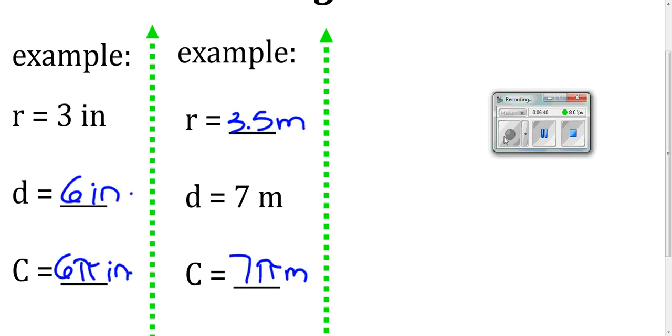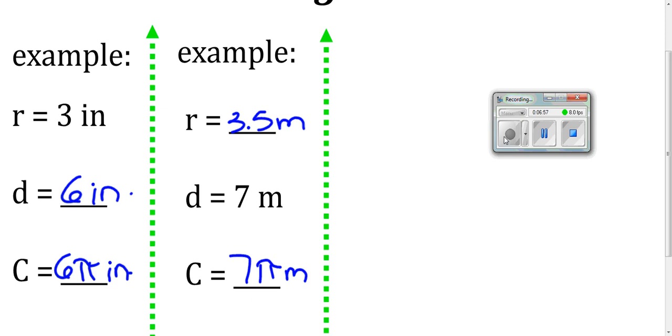Okay, let's take a look at the first example. So if the radius is 3 inches, the diameter is twice that. So 3 times 2 is 6. Notice I also put my units. All right, so to find the circumference, it is pi times diameter. 6 times pi, my diameter is 6. Now here's what I mean by leave it in terms of pi.